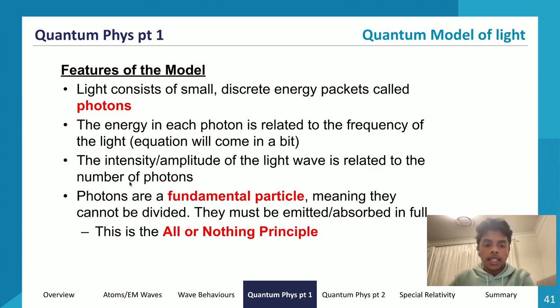It said that the intensity or amplitude of the light wave is related to the number of photons. So instead of being linked to frequency, it's now linked to the amplitude, and that dictates the number of photons. The greater the number of photons that I shoot out, the higher the intensity of the light wave that I shoot out. So that's what that dictates.